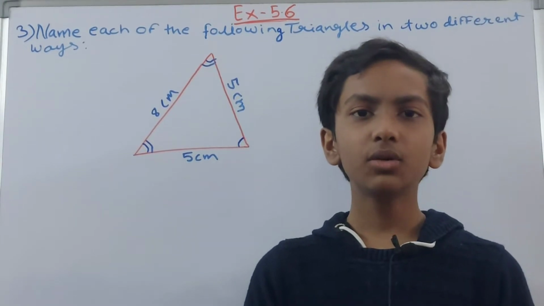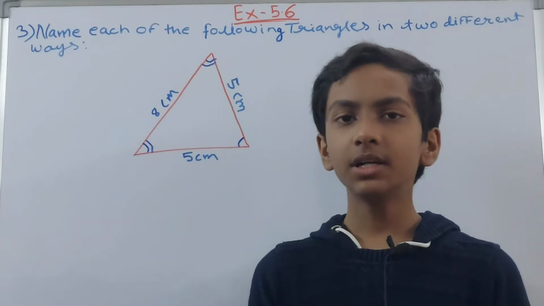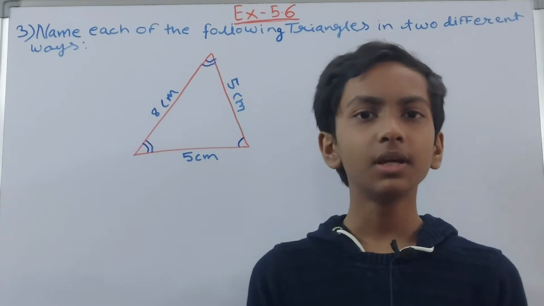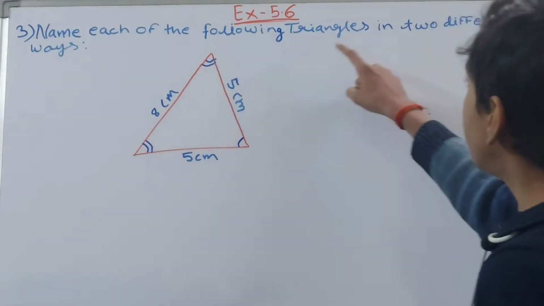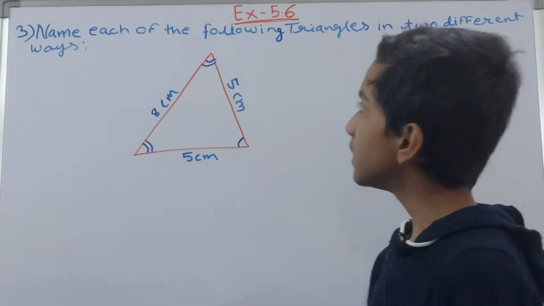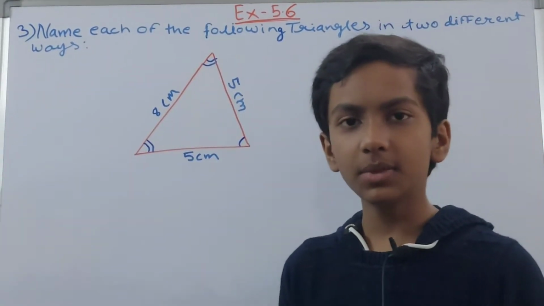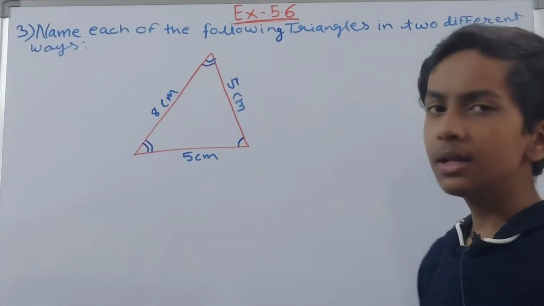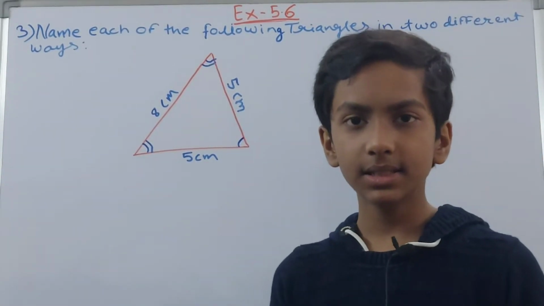In this video, we are going to solve NCERT Maths Class 6 Chapter 5 Understanding Elementary Shapes Exercise 5.6 question number 3. So friends, without wasting any time, let's begin. This says, name each of the following triangles in two different ways. Now, a triangle is given to us. You can see this triangle on the board. Now we have to name this in the two different ways possible. So in what two ways can we name a triangle? By seeing its sides and by seeing its angles.